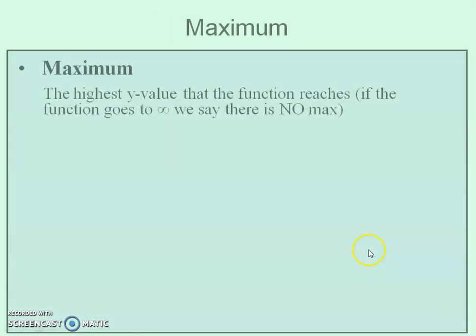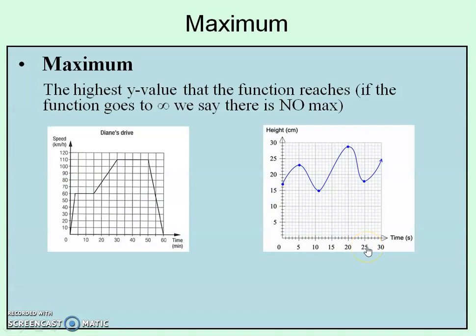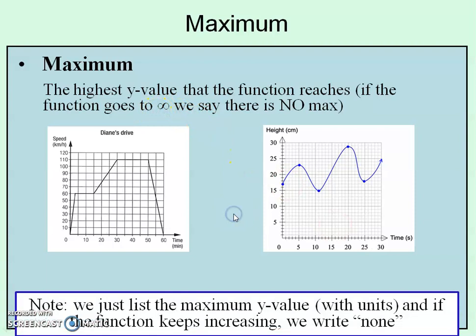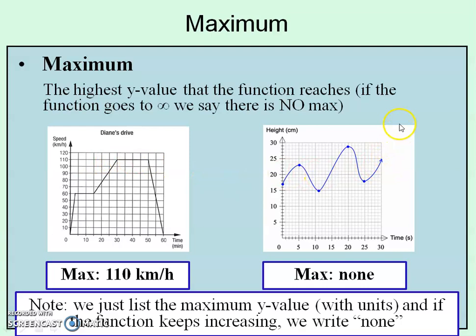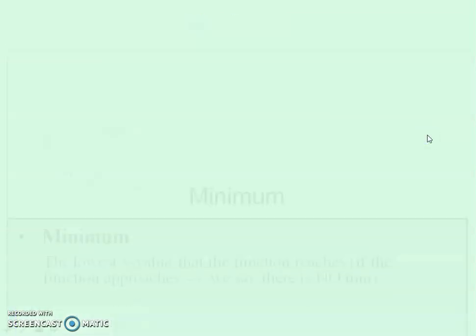Extrema is maximum and minimum values. They are y values. And if the function goes to infinity, you write your answer as none. So here the max value is the y value that's the highest one achieved, 110. And in this case, you'd say none, because this arrow will continue upwards forever.